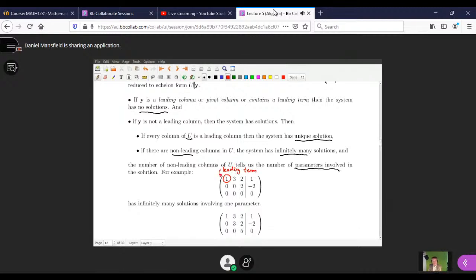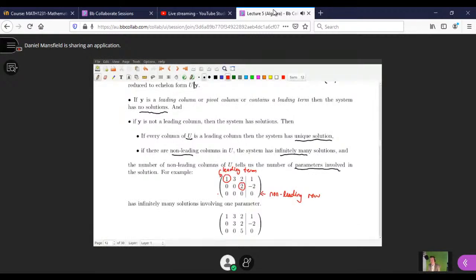I do the same thing over here. I just move along the row and circle the first non-zero thing I encounter. Start on the left and move along to the right till you see something that's not zero. That's another leading term. In this row down here, I move along and I see zero, zero, zero, zero. I never found a non-zero here. So this is a non-leading row.